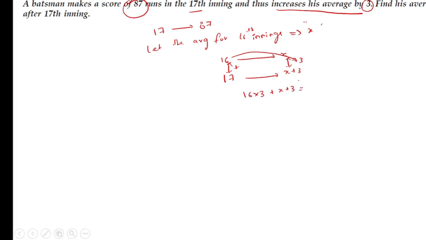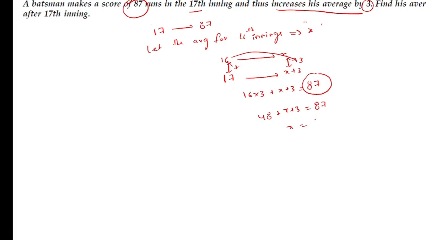So how much has increased? What is the runs he scored? So the difference between one innings is 87. Earlier we used to calculate this 87, but today, in this question, the 87 is already given. So we have to calculate the average. So 48 plus X plus 3 is equal to 87.